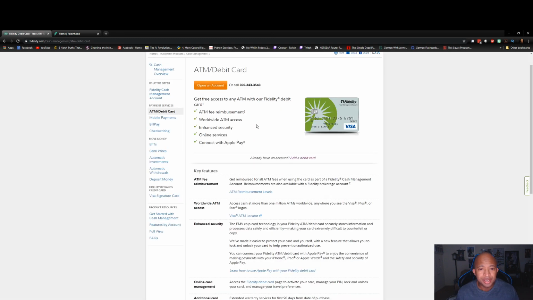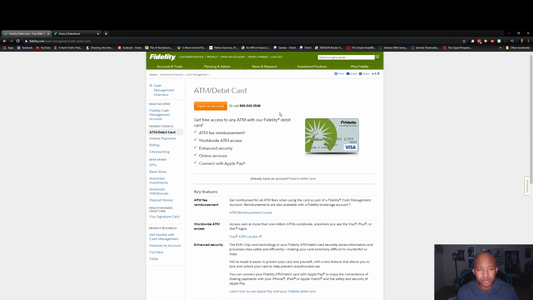that the feature exists. They even have their own debit card, which you can use to withdraw your cash from your brokerage account. It's nice to know that Fidelity can be a one-stop shop for everything financially related.